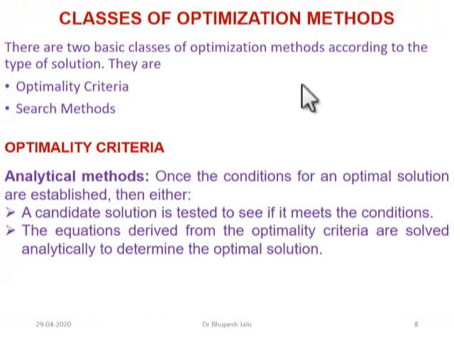Now, depending on the classes of optimization methods, there are two major classes: the optimality criteria method and the search method. What is the optimality criteria method? Analytical methods are known as optimality criteria methods. Once the conditions for an optimal solution are established, the candidate solution is tested to meet the conditions. Second, the optimality criteria are solved analytically to determine the optimum. This is the whole analytical approach, also known as the optimality criteria method.